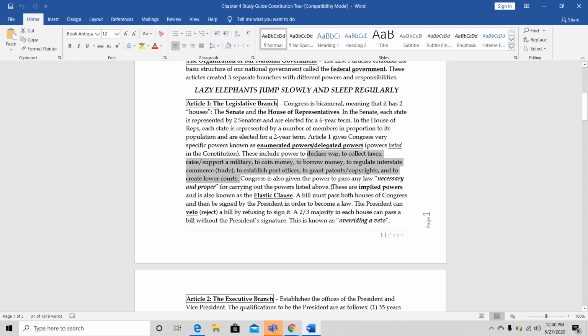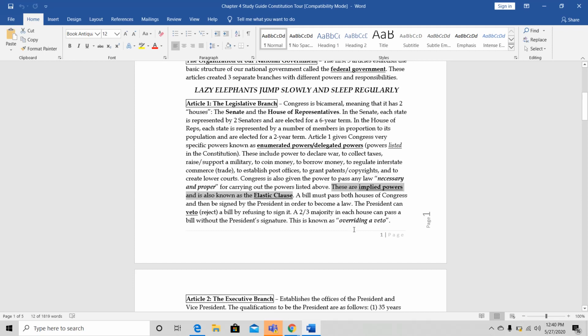Now, there's also this term right here that we see, and it's called implied powers. What implied powers are, they're powers that aren't specifically listed, but they are given to the legislative branch to make sure they can do all the things that we talked about up there. There are things that they're going to have to do to make sure those happen. So I kind of like to explain it this way.